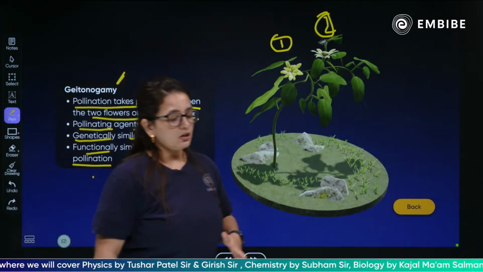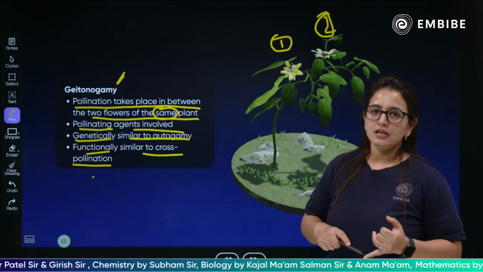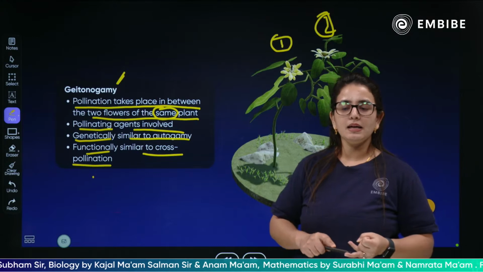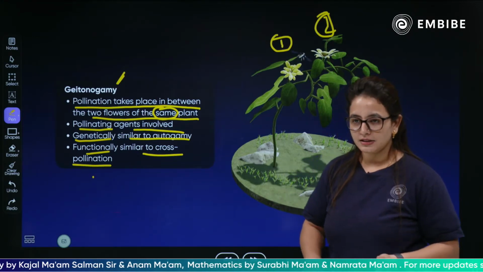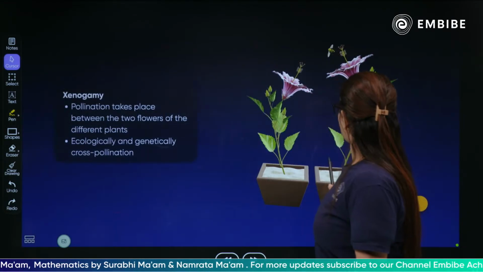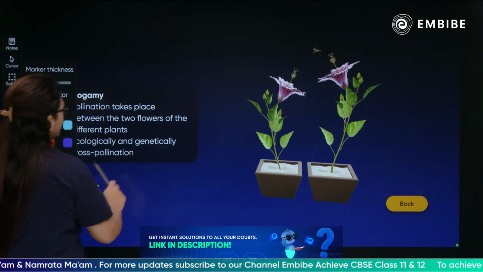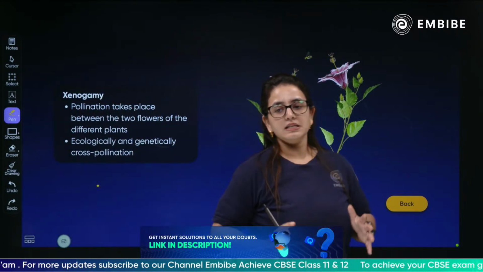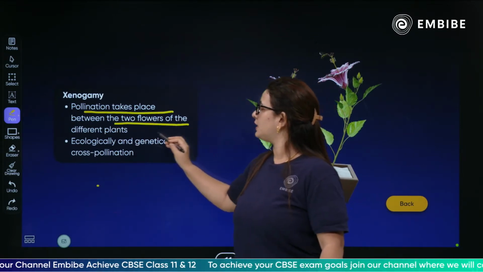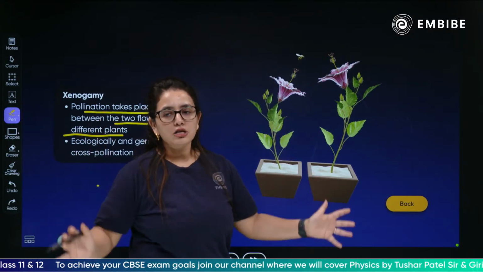Talking more about pollination, we have seen autogamy or self-pollination, where the same flower has both male and female reproductive parts. Next, Geitonogamy, same plant but different flowers. Next we are going to talk about Xenogamy. So what is Xenogamy? Children, listen very carefully. In Xenogamy, the pollination takes place between two flowers of different plants. This is a typical cross pollination.